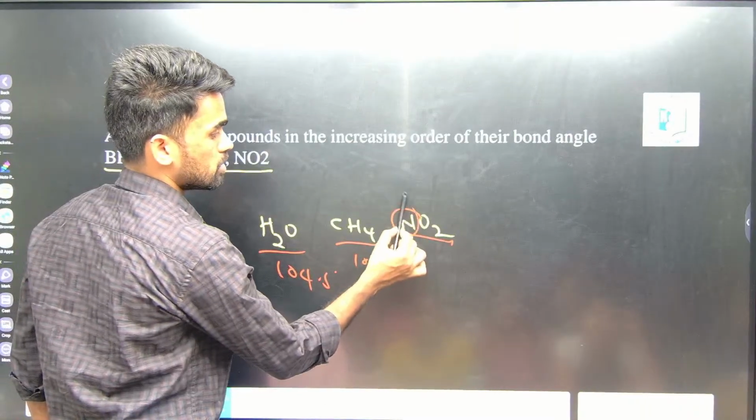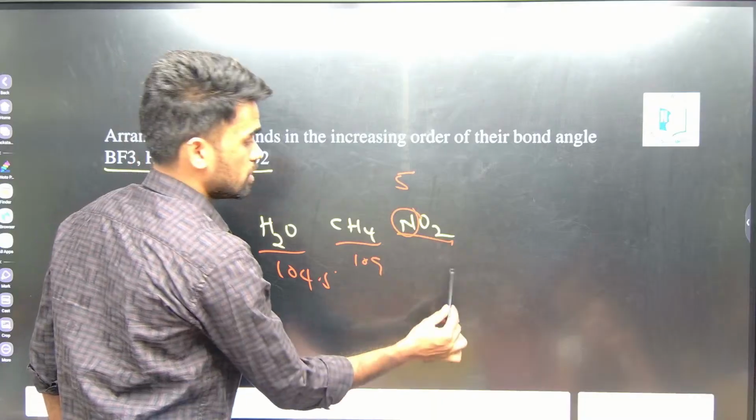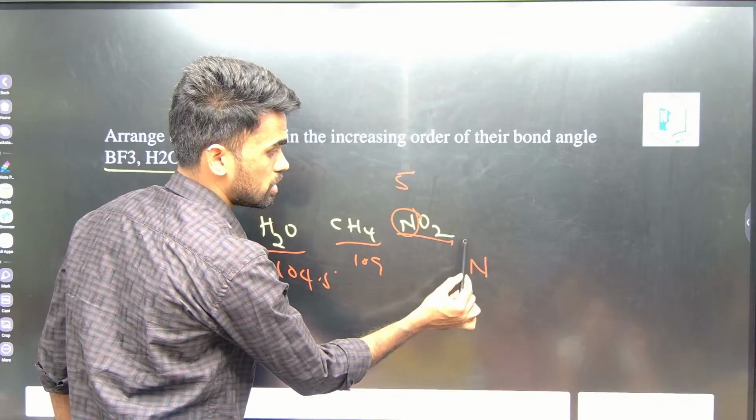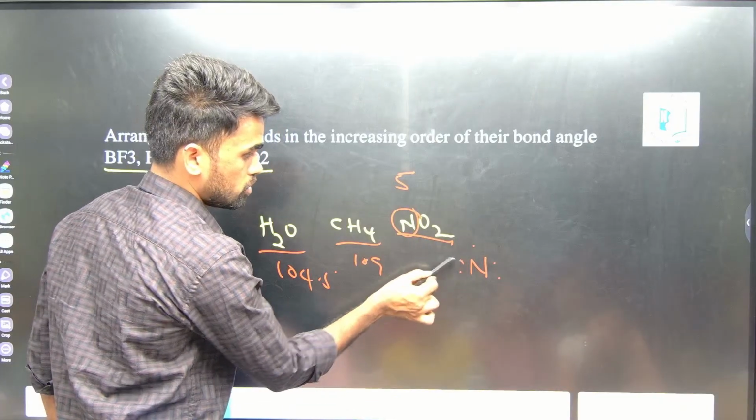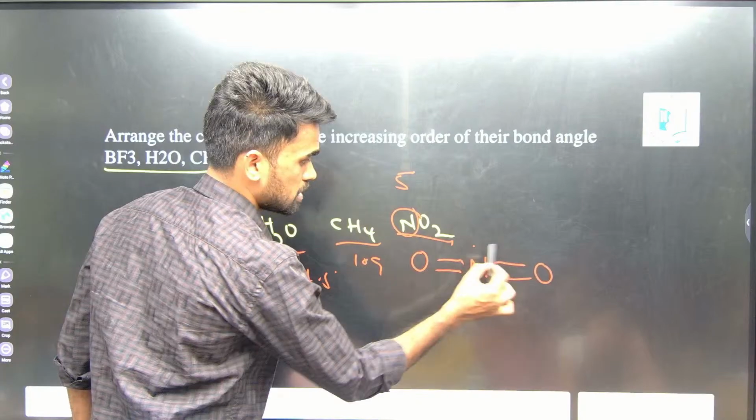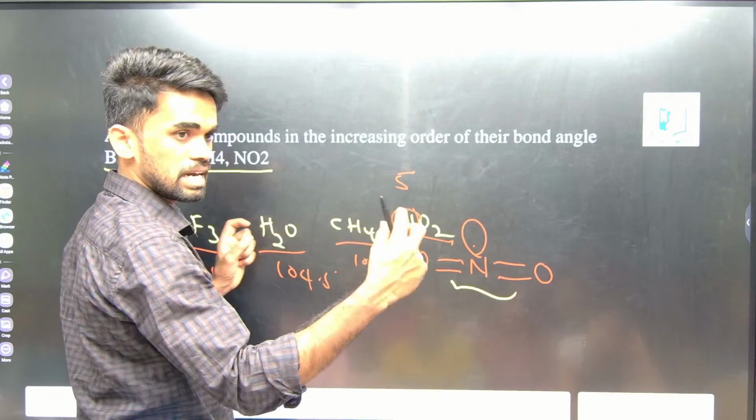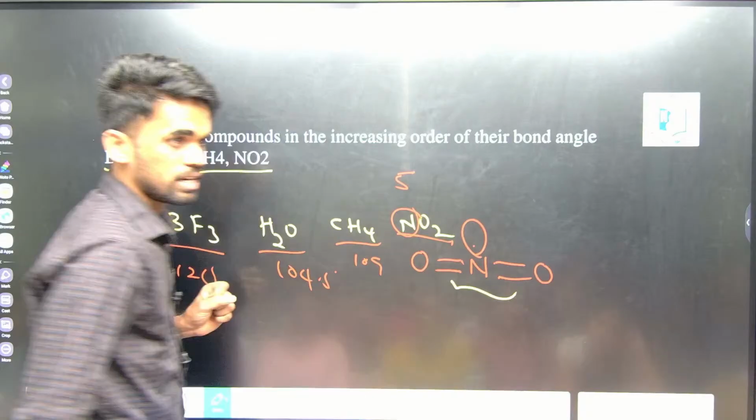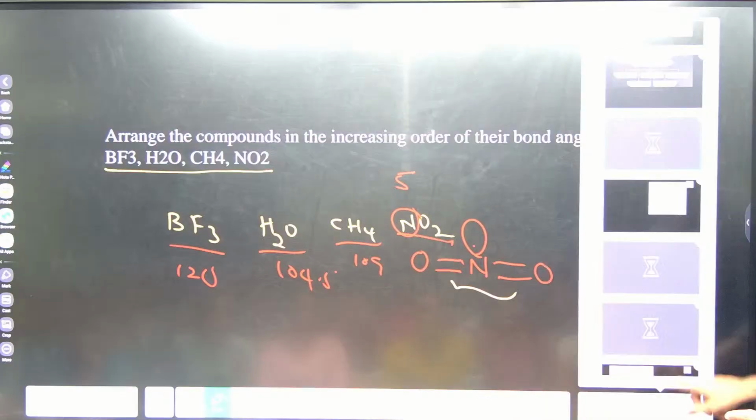What is the group number? Now put nitrogen here in the middle. How many valence electrons? 5: 1, 2, 3, 4, 5. So on this side one oxygen, on this side one oxygen, and one lone pair here. So this is something like a straight line, around 180 degrees you can consider. Based on that you can arrange them. That's it. You got the answer now?